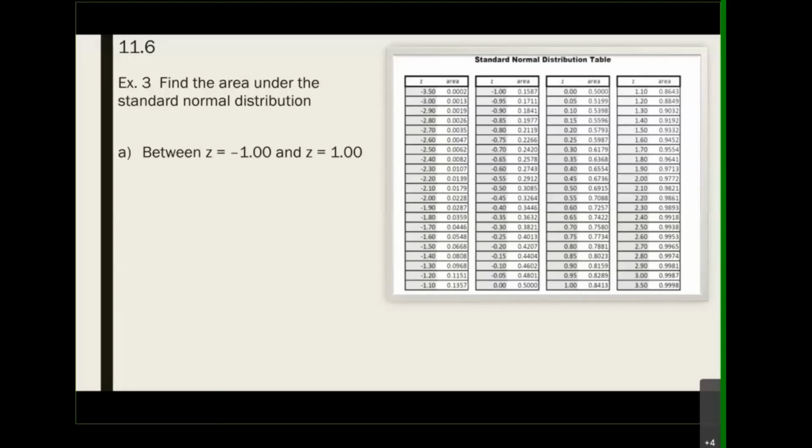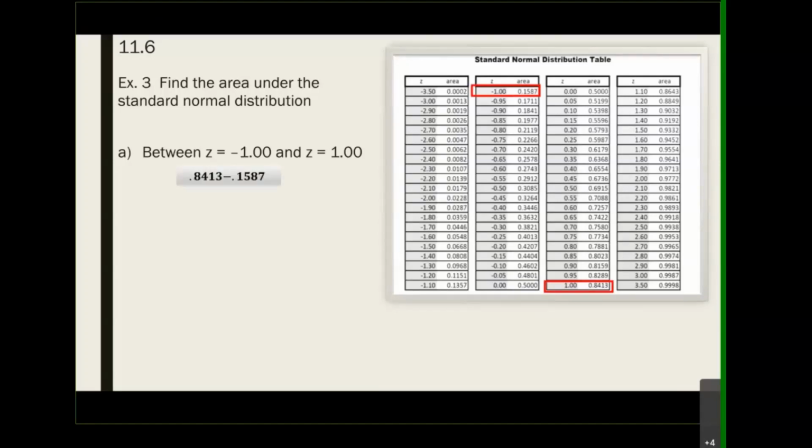Everybody see that? Looking at this, how do I find the item in between? I need to identify my z-score of -1 and my z-score of 1, so I locate my two z-scores. If you were to use the empirical rule, the answer is 68%. But the empirical rule is just an estimate, to make it easy for us to remember. Let's take a look at this.